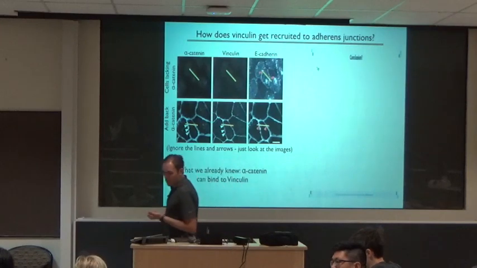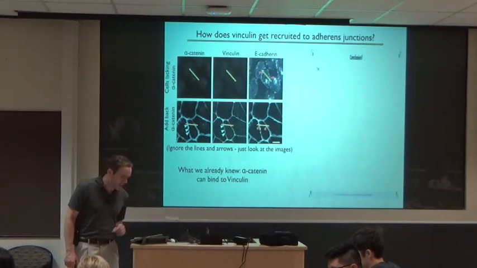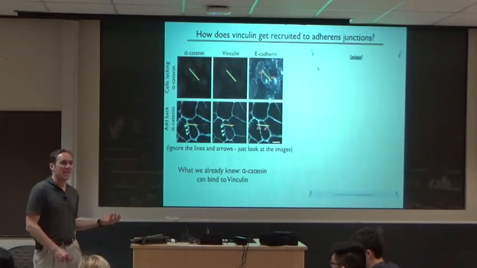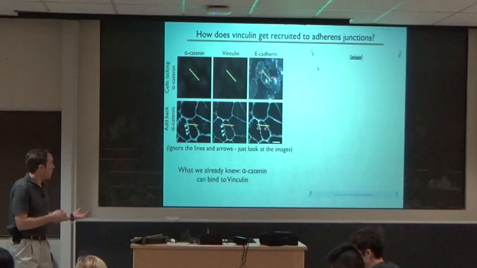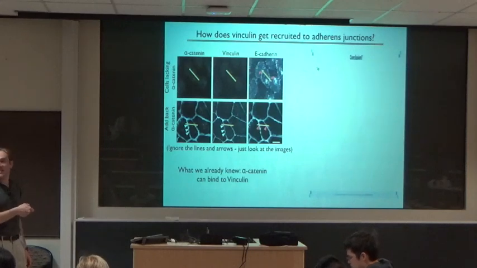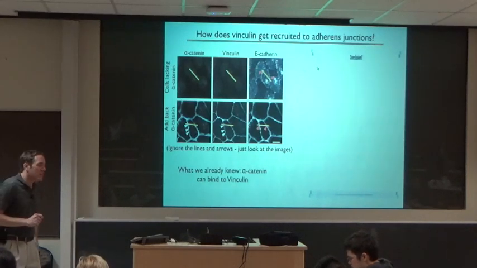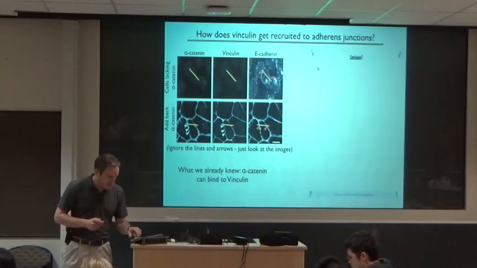So the most popular response seems to be some variation of, you need alpha-catenin to get vinculin to the plasma membrane, right? Pretty straightforward. In the absence of alpha-catenin, vinculin is stuck in the cytosol. When you add alpha-catenin, it can get to the plasma membrane. All right, so now let's make it a little more interesting.